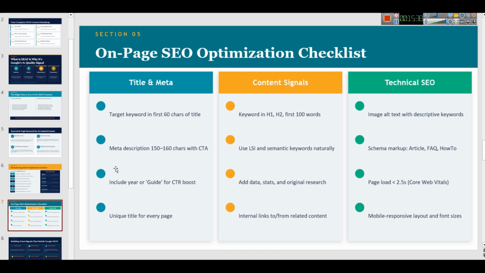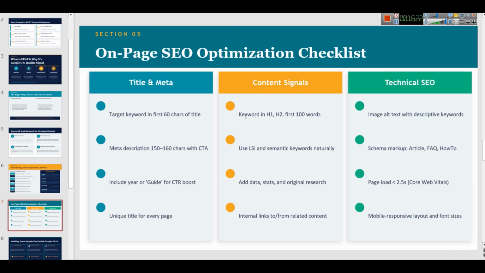If you are using WordPress, you can use plugins like Yoast SEO or Rank Math SEO for these settings. Then include the year or "guide" for a CTR boost. So you can include something like "How to do AI optimization in 2026" or "Full guide." And make sure your title is unique and distinct for every page. Do not repeat the same title in two or more blogs or pages.